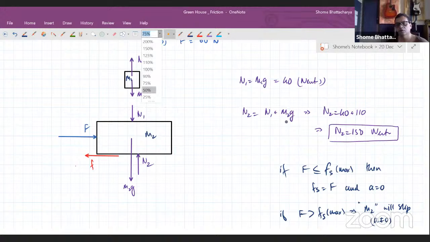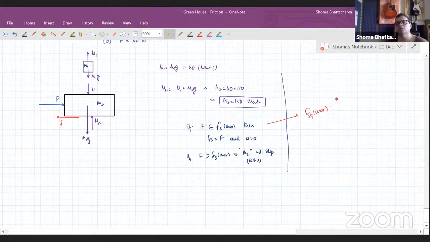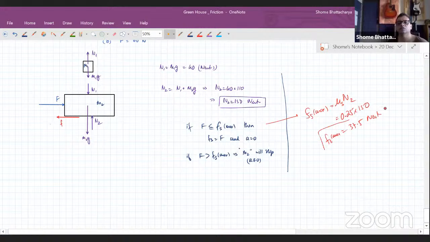Okay. So now you can see that this static friction's maximum value is going to be what? It is the coefficient of static friction into the normal reaction with the ground. So that is 0.25 into 150. So that's 1/4 of 150. So that is 37.5 newtons. Okay. So that is the conclusion now.